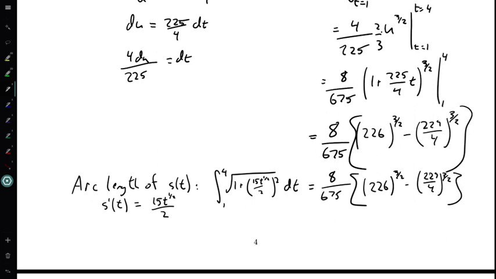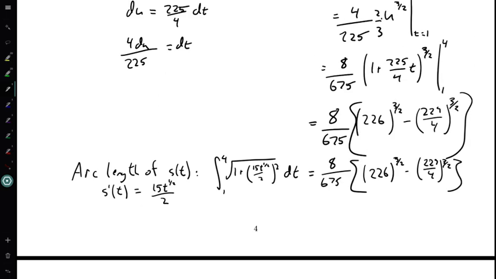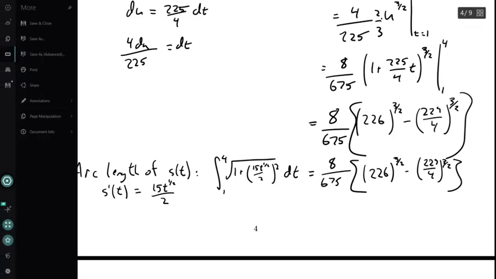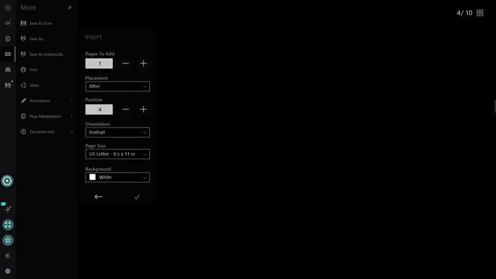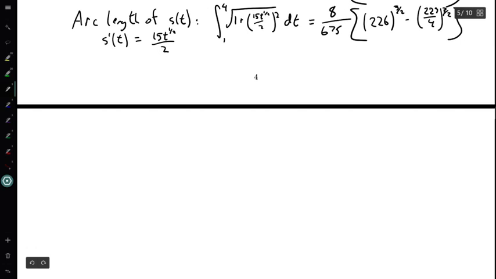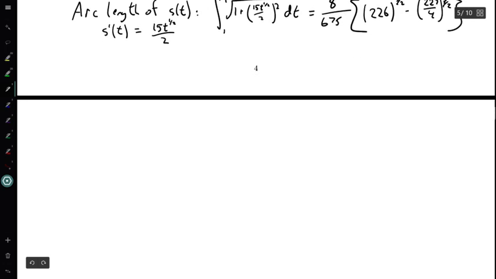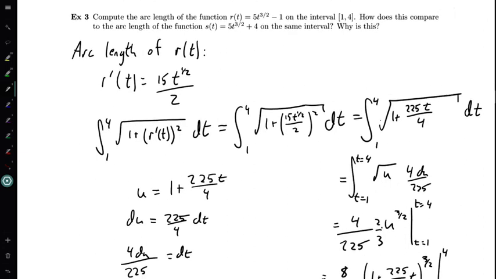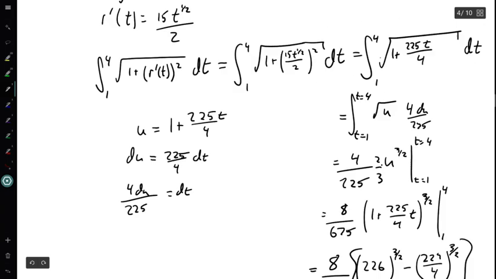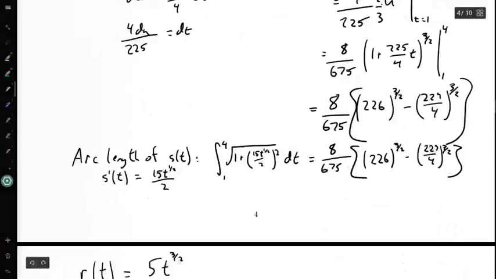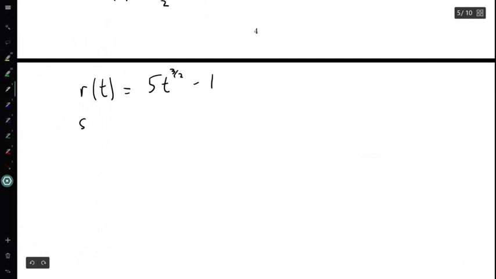So maybe we want to think about why the two arc lengths are the same here. And in order to do that, I'm going to need another page. So now that we have this, we can think maybe about the relationship between r of t and s of t. So r of t we had was equal to 5t to the 3/2 minus 1, and the other one, s of t, is 5t to the 3/2 plus 4.